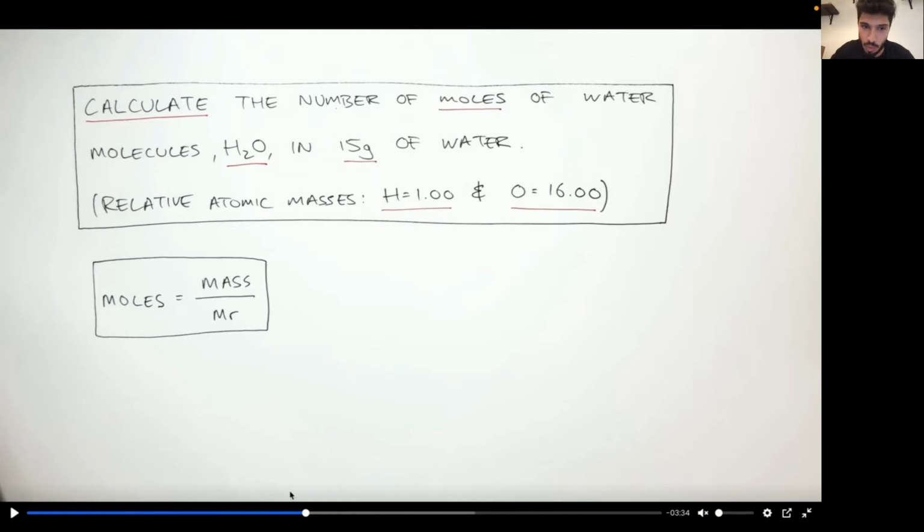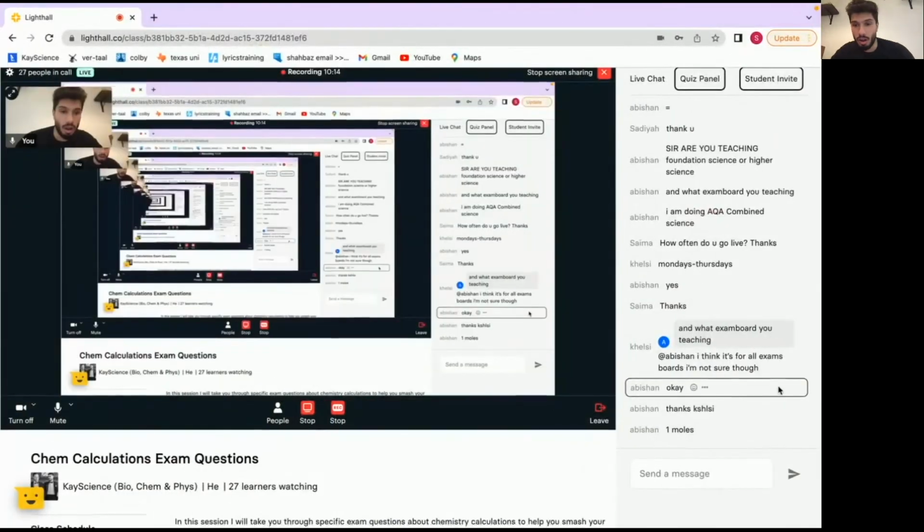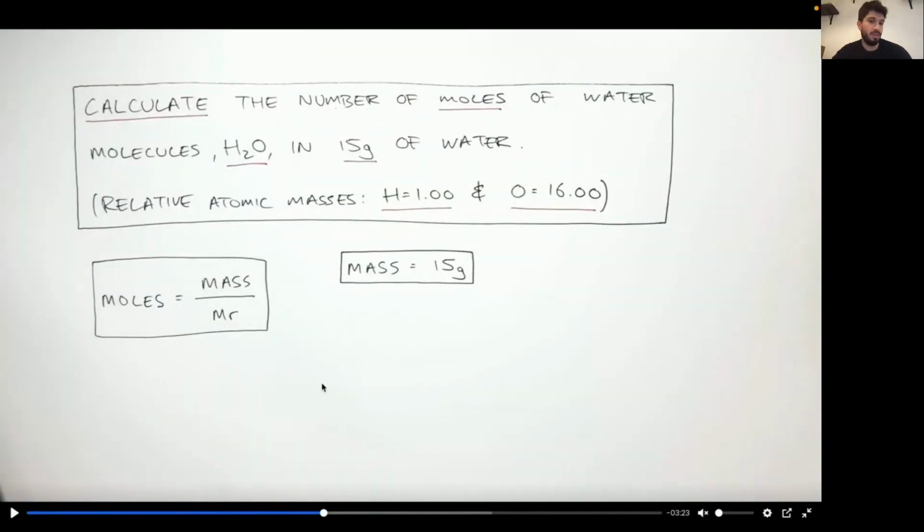I do realize in physics you will be given them this year as well. We then write out the information we need. Therefore, we need mass and Mr. So the mass is 15 grams, okay? And the Mr, have we been given the Mr? No, we haven't. We've not been given the Mr at all, but we have been given the relative atomic masses. In the chat section, what is the Mr of a water molecule, please?